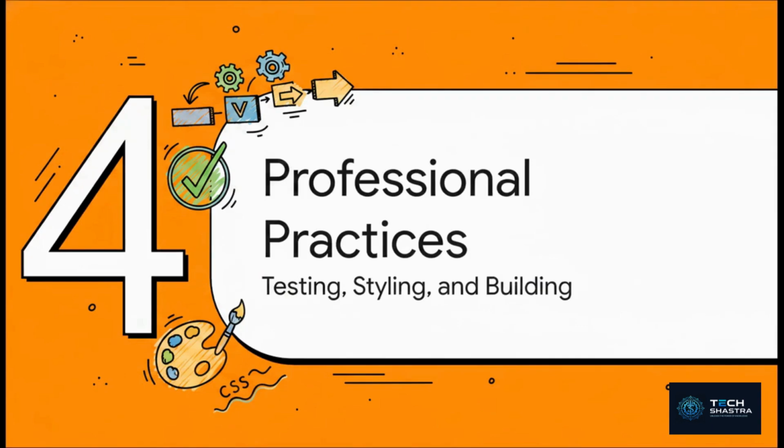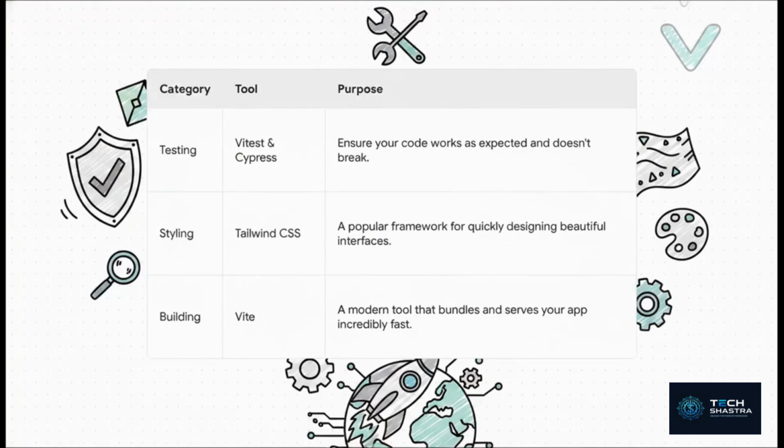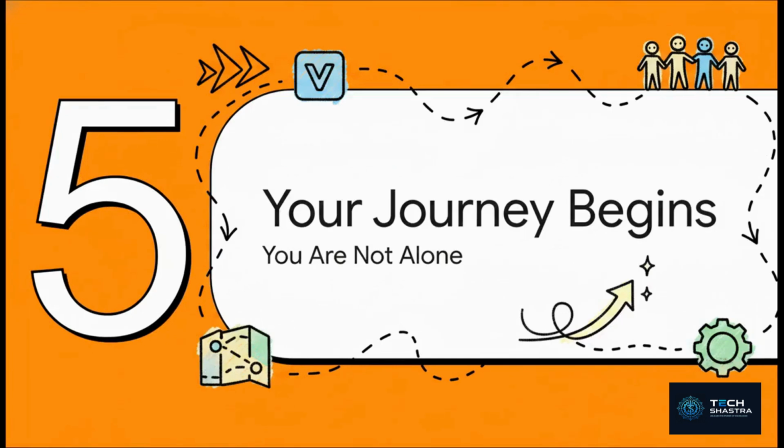Okay, you can build things, you know the ecosystem. Now, let's talk about what takes a project from a personal hobby to a professional, rock-solid application. We're talking about testing, styling, and building. This slide is basically your pro toolkit. For testing, you've got tools like Vitest and Cypress. They're your safety net, making sure your code does what you think it does and catching bugs before your users do. For styling, a framework like Tailwind CSS is a game changer. It lets you build beautiful designs super fast. And finally, when you're ready to go live, a build tool like Vite bundles everything up and makes your app fly.